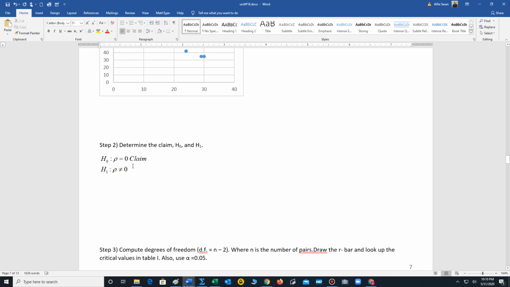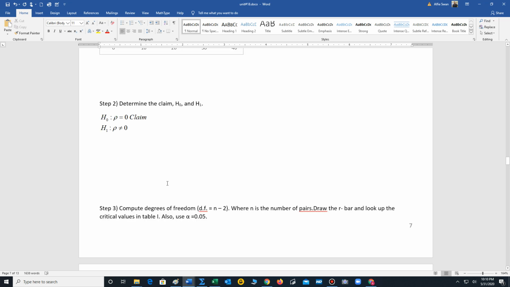The claim will always be the same. Rho is 0 is a claim. Rho not equal to 0 would be H sub 1. We next have to compute our degrees of freedom. Since we now have two variables, it's n minus 2, where n is the number of pairs. We draw the R bar and we look up the critical values for R.